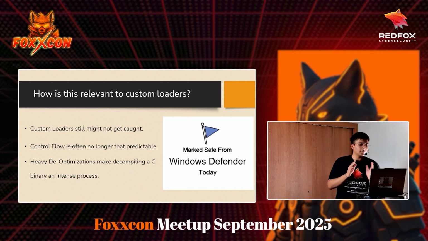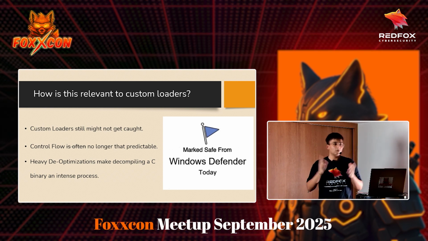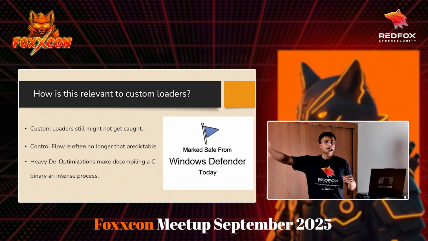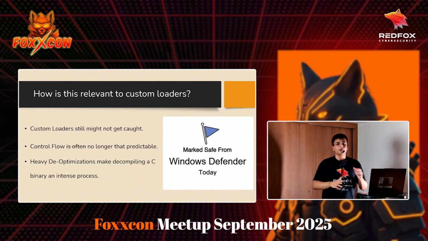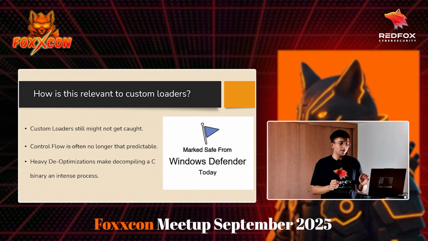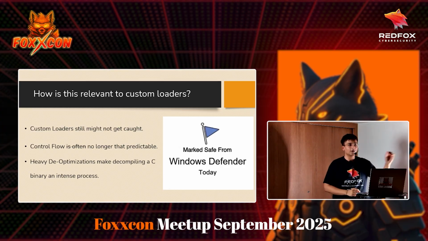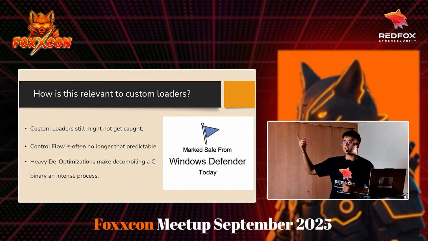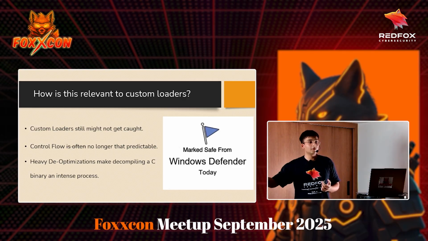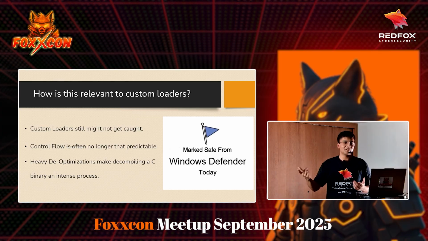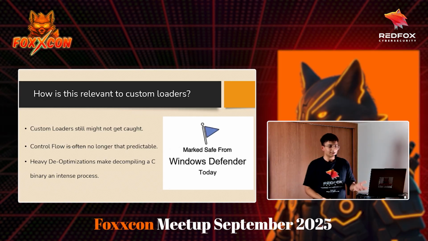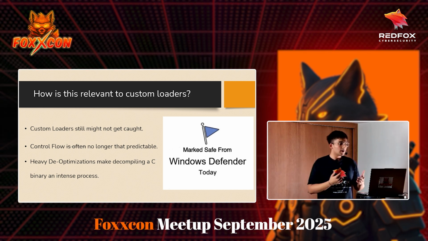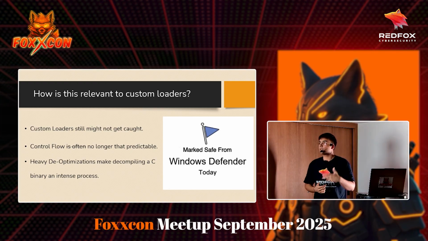Now, how OLLVM is relevant to custom loaders is that they might not get caught, right? We're still not at "this will not get caught," but we went from "this will get caught" to "this might not get caught." For example, the cloud delivered protection also asked me if I want to send it for review, and I'm pretty sure if I sent it for review, it was not going to come back with a clean sheet. So Defender did have its suspicions, but it was not suspicious enough.